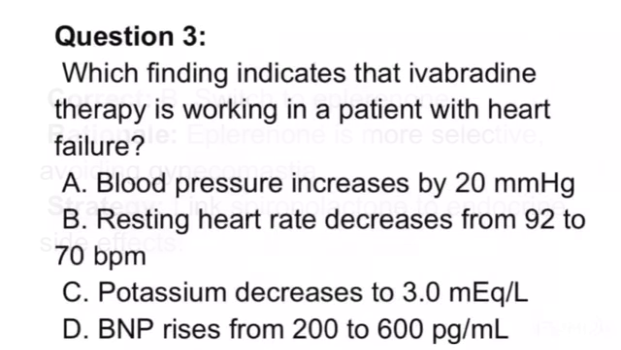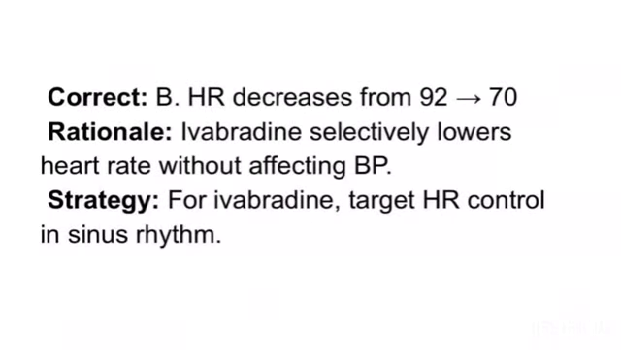Question 3. Which finding indicates that ivabradine therapy is working in a patient with heart failure? A. Blood pressure increases by 20 mmHg. B. Resting heart rate decreases from 92 to 70 bpm. C. Potassium decreases to 3.0 milliequivalent/L. D. BNP rises from 200 to 600 pg/ml. Correct: B. HR decreases from 90 to 70. Rationale: ivabradine selectively lowers heart rate without affecting BP. Strategy: for ivabradine, target HR control in sinus rhythm.